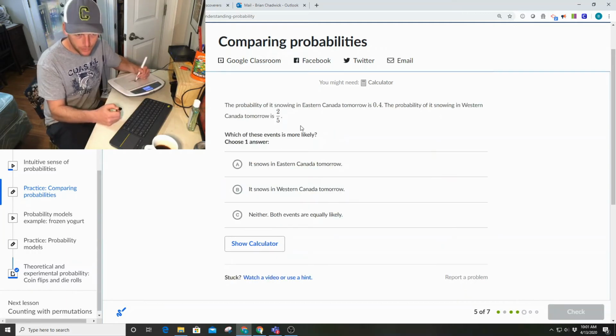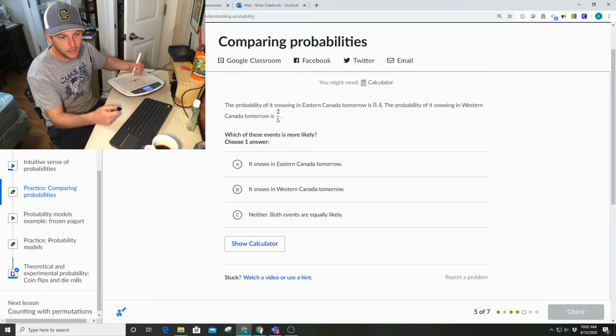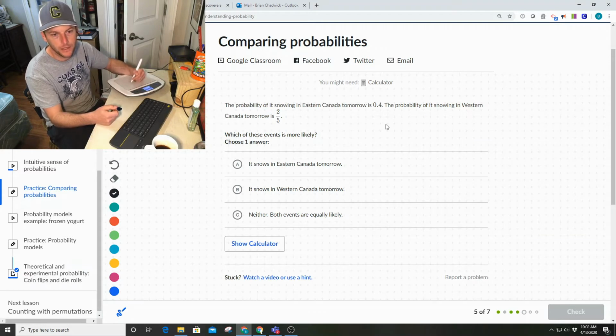Now the probability of it snowing in eastern Canada tomorrow is 0.4. Now by itself, I'm not really thinking much about it, but if we sit here and we do the chart that we've been writing.